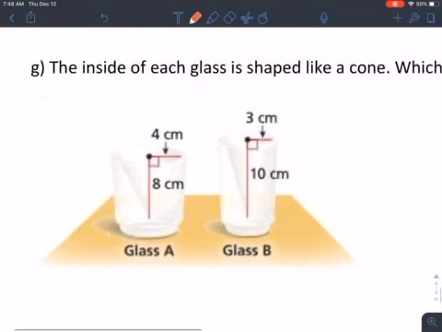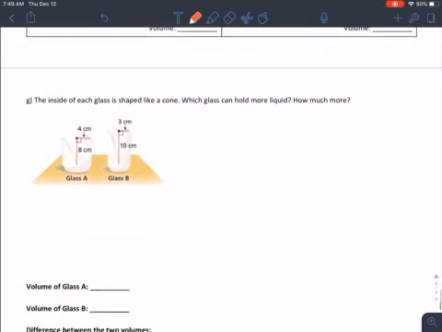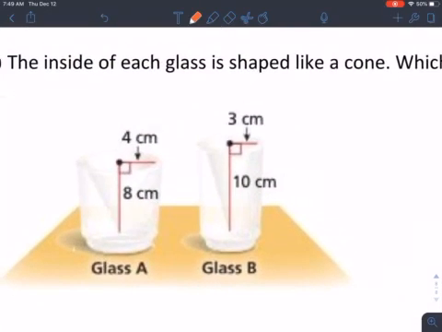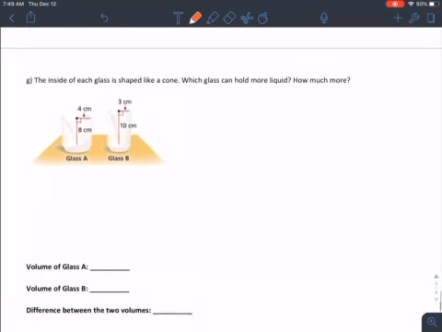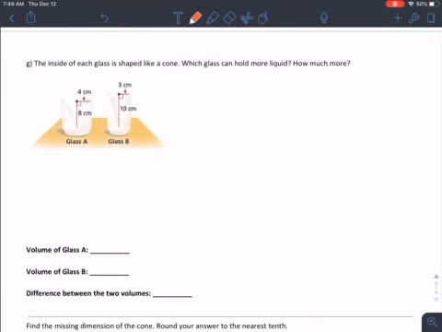This is really kind of hard to see, but these are those weird glasses that have two layers, if that makes sense. You can vaguely see the inside of the glass is a cone shape, even though it's housed inside of a cylinder. So we have to find the volume of a cone. We have to find the volume of each of these glasses, and then figure out which glass can hold more and how much more.